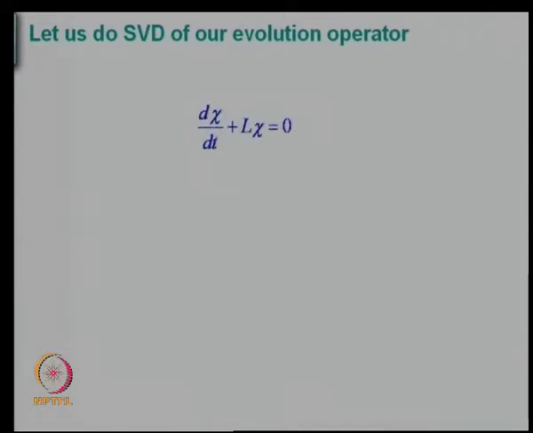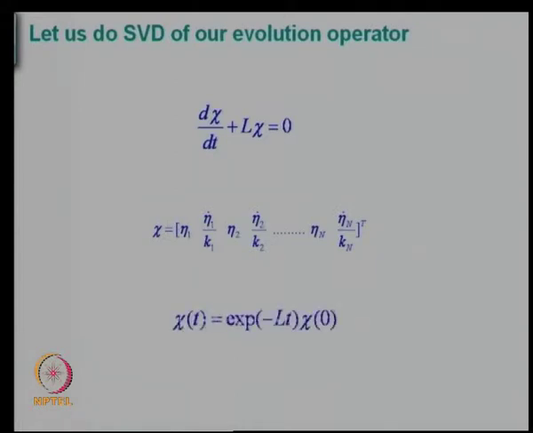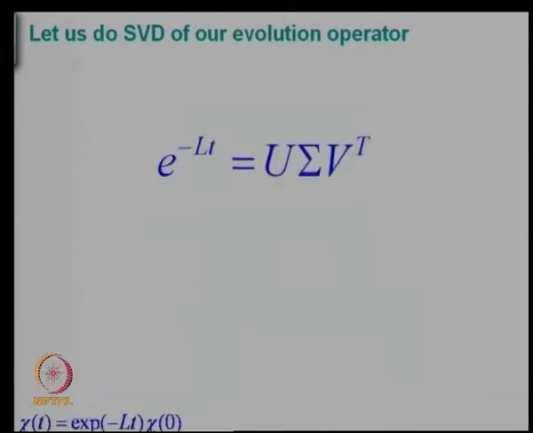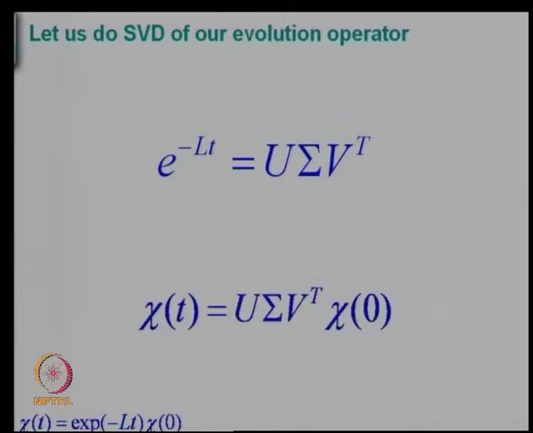So we have dχ/dt plus Lχ is 0, and χ is the state vector, η and η dot, and this is the analytical solution, except that e to the power minus Lt involves a matrix exponential. So we do SVD of this evolution operator, because that is what we are concerned with. For a vector we know how to do SVD, I mean to get the norm, because you have χ naught and χ, we know the norm, we want to get the norm of this. So we write χ(t) as U sigma V transpose. Let us see what happens.